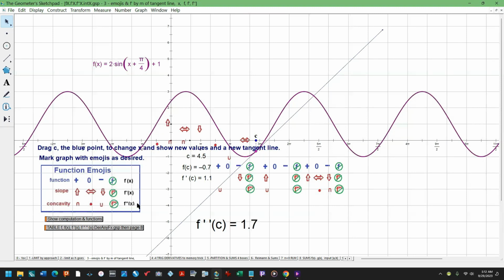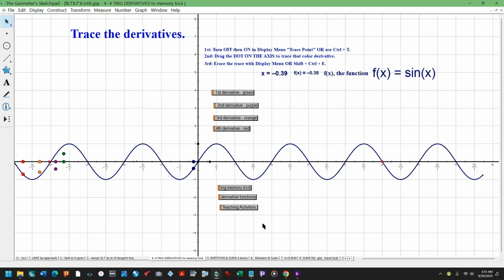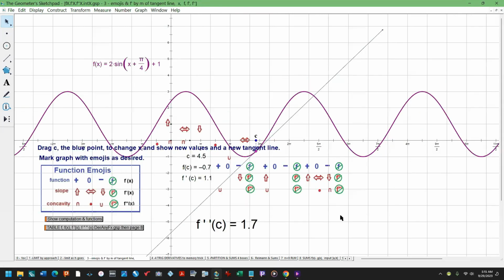So the emojis permit the viewer to summarize what's going on numerically. At this point, we have an inflection point. The slope is increasing, it's concave down. Here we have a slope of 0, concavity is down, just toys to play with. Before I do that, I want to play with the point of this page. This is a trace page.